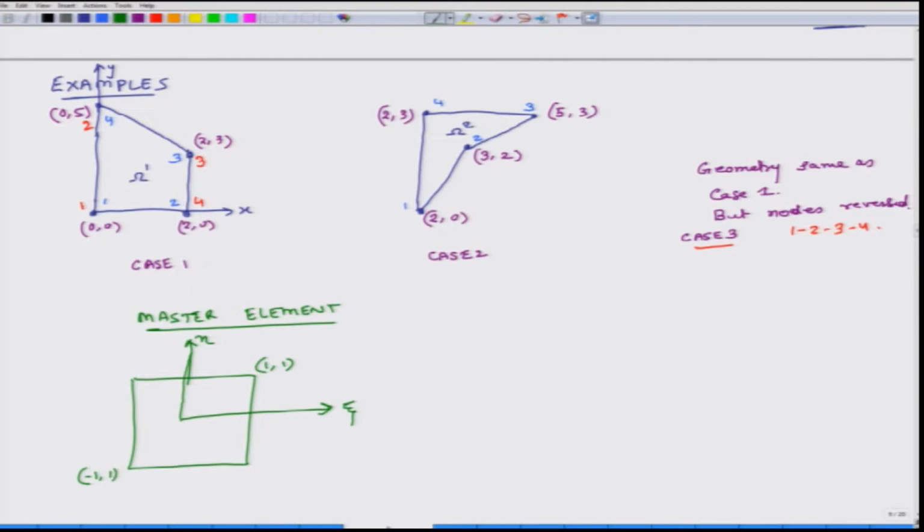This is there, and I will also mark the node numbers 1, 2, 3, 4. So, the node numbers do not change, the size of the element does not change, the coordinate system does not change for the master element. It is fixed, it does not change. Okay.